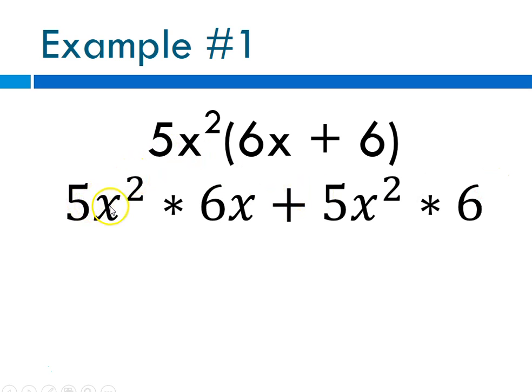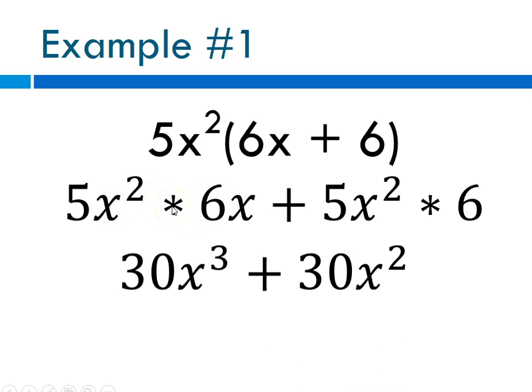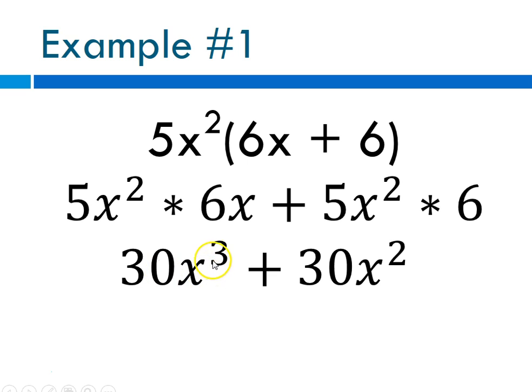When we look at 5x squared times 6x, we need to remember our properties of exponents. So we're going to get a 30x cubed. Remember, we have a 2 on this x and a 1 on this x, so we add those together and multiply 5 and 6. And then over here we multiplied 6 times 5 and there was no x here, so we didn't have to add anything.